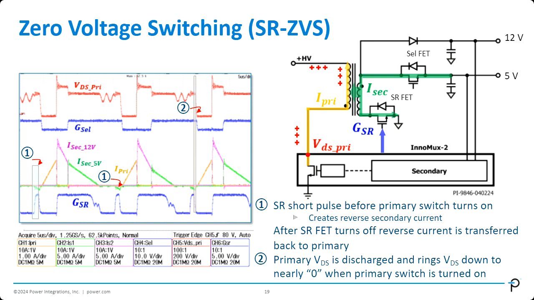So we look at here. Due to the turns ratio, the reverse current on the primary side is actually quite low, so it's quite difficult to see from here. But you can observe the voltage drop on the VDS node here. So basically, when the voltage across the VDS node drops to nearly zero, that's when we turn on the switch, and this is where we get zero voltage switching.